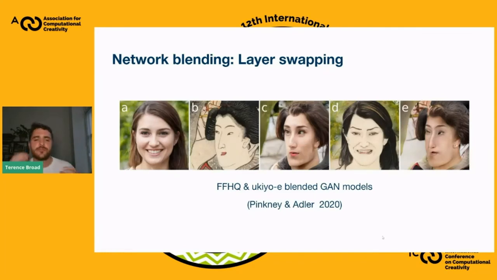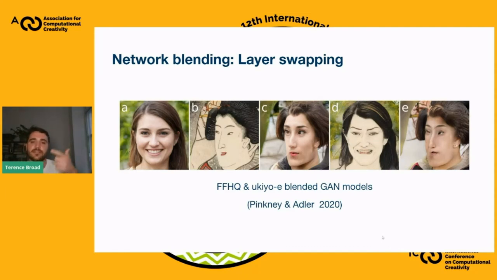The other approach of network blending is layer swapping. So instead of blending all of the parameters together, you can swap layers in and out. This is an example where we've got the original faces model of StyleGAN, and then a model that's been trained on a dataset of ukiyo-e images. With this layer swapping method, in the middle you can see that we're using higher representations from the ukiyo-e, but the lower representations from the StyleGAN model. So you get the spatial formation of ukiyo-e, but the photographic textural qualities of the original model.